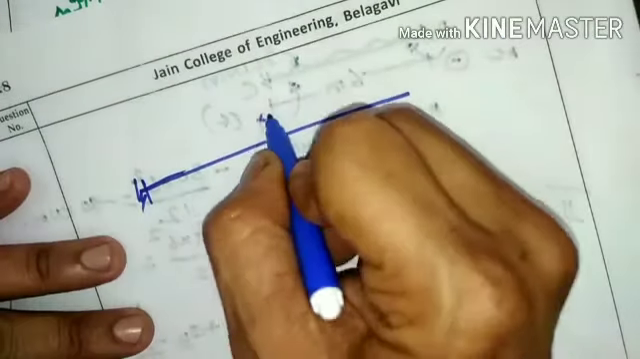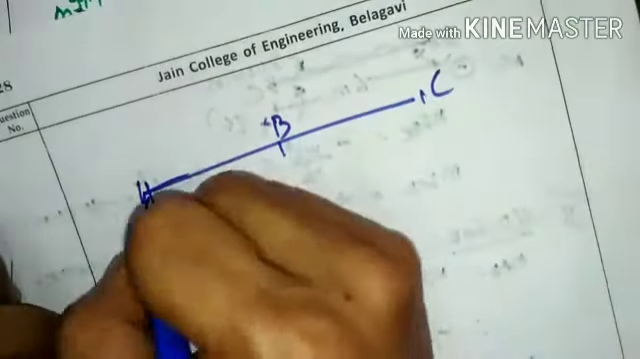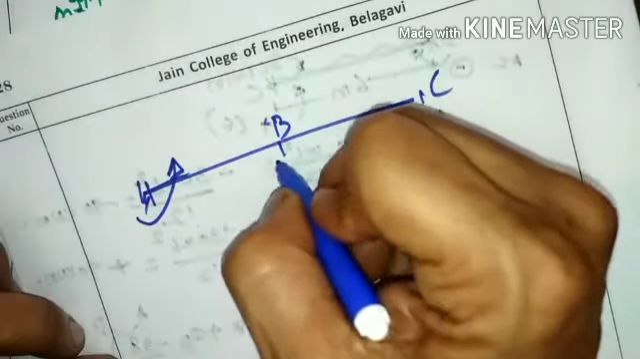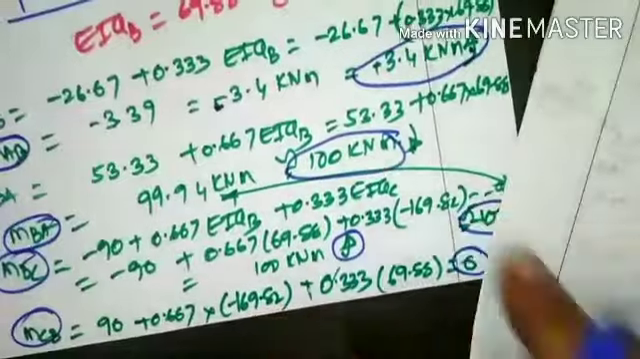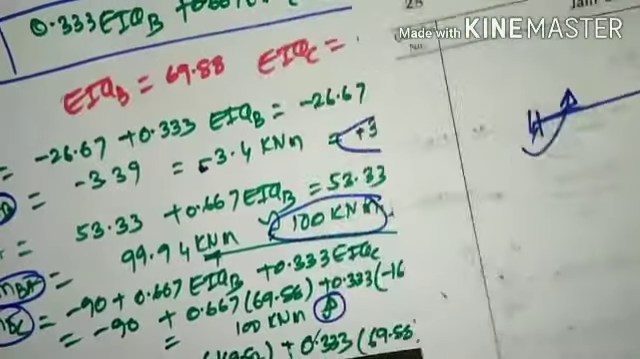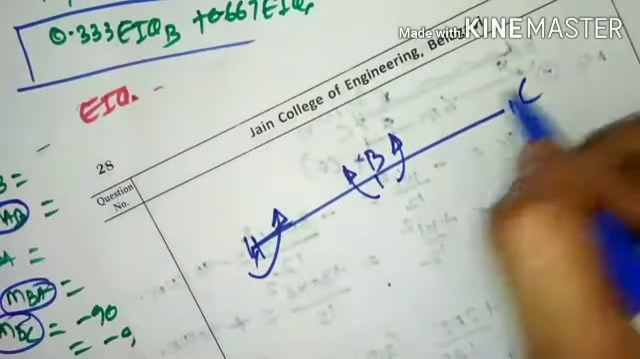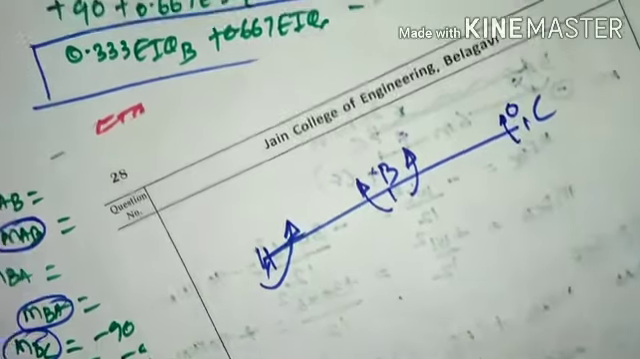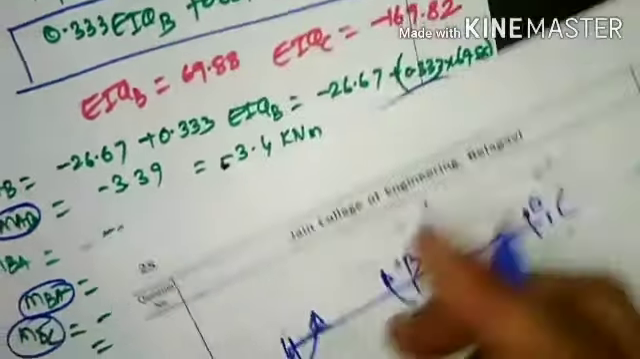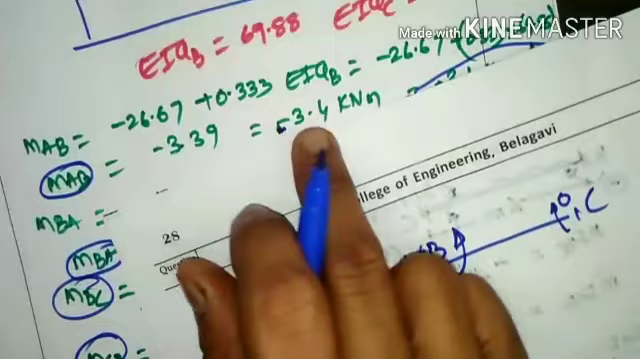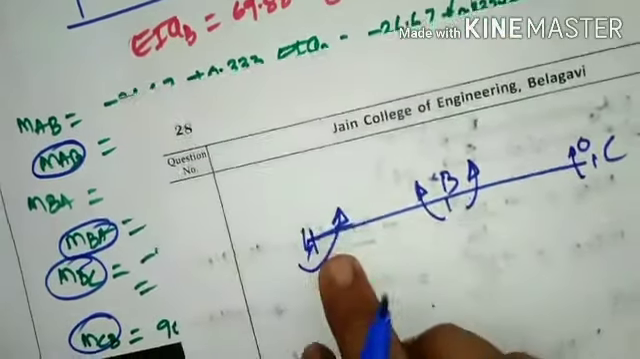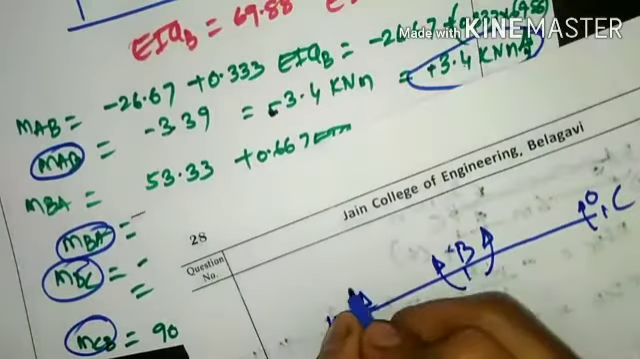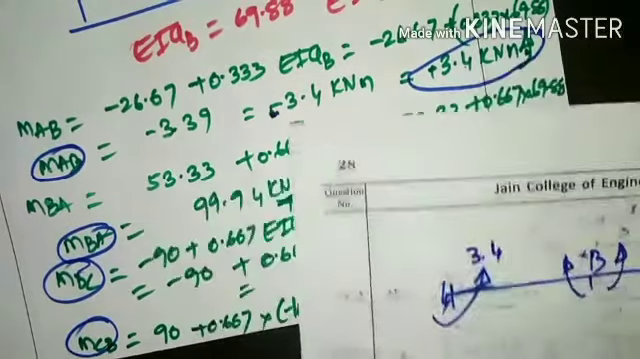A, B and C. MAB is anti-clockwise, BA is clockwise, BC is anti-clockwise, CB is 0. We shall note down the value here. Here it is minus 3.4. Minus means I have represented it as anti-clockwise, so this will be directly written as the value 3.4.